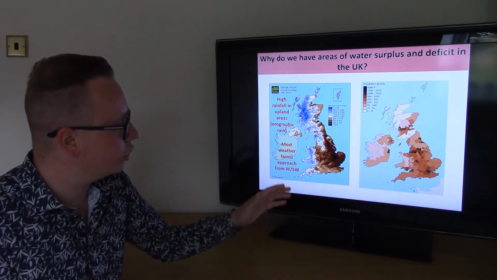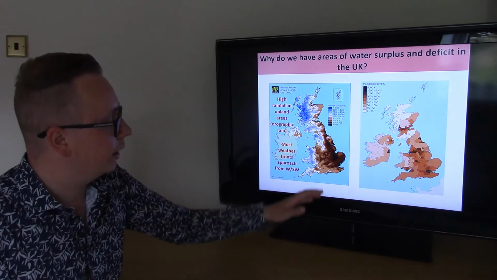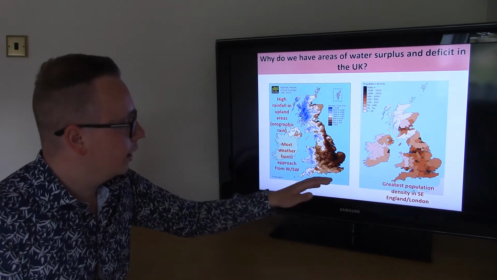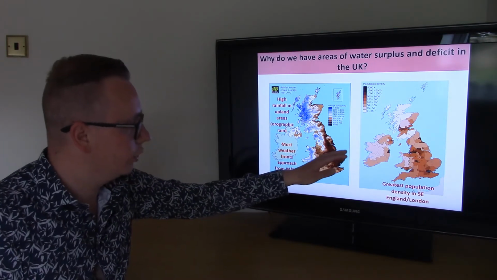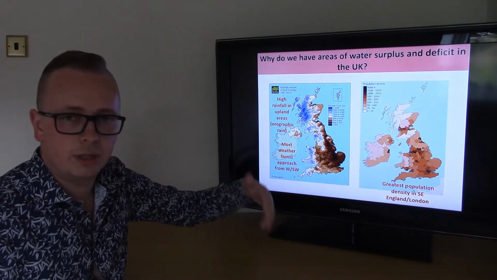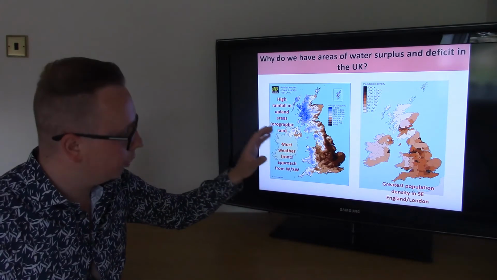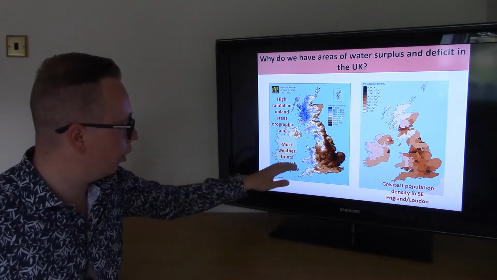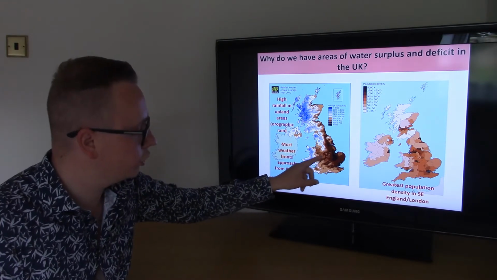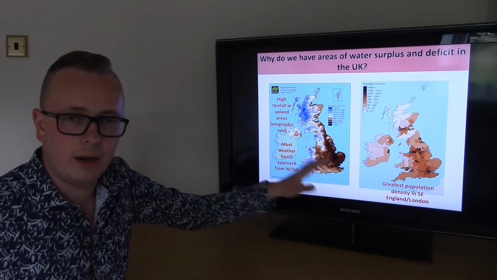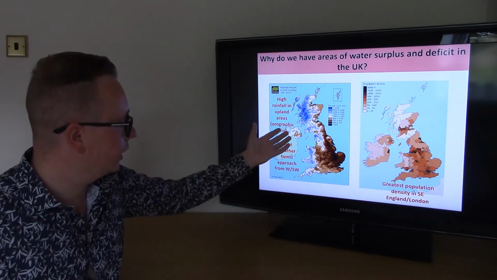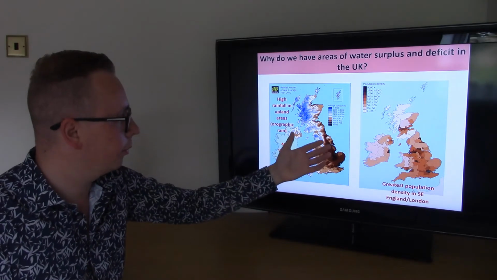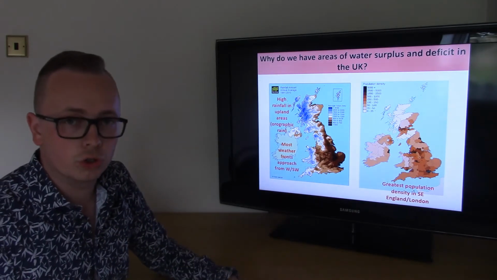If we look at our population density map though, we can see that actually our highest population density is down in the south and east. We can also see we've got some major urban areas in the north of England, the cities in Yorkshire and Lancashire, but the south east of England does stand out as being an area of particularly high population density. So that combination of very dry conditions and high population density makes it an area of water deficit, whereas if you take a look at Scotland, for example, the Scottish Highlands, high amounts of rainfall, very low population density, that's an area of water surplus.